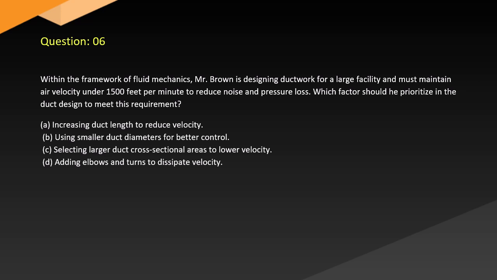A. Increasing duct length to reduce velocity. B. Using smaller duct diameters for better control. C. Selecting larger duct cross-sectional areas to lower velocity. D. Adding elbows and turns to dissipate velocity.